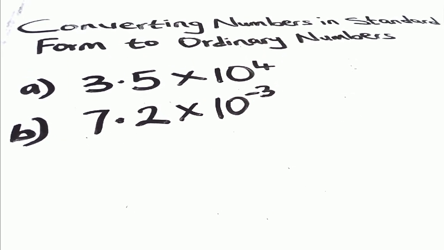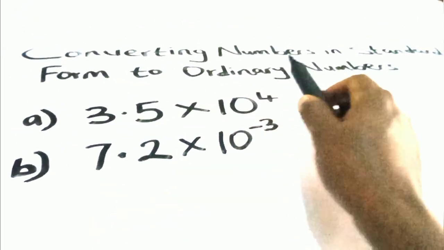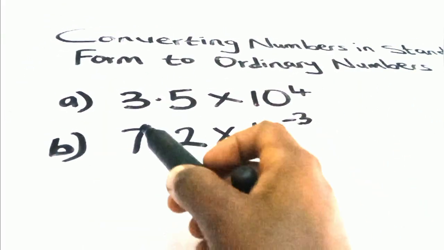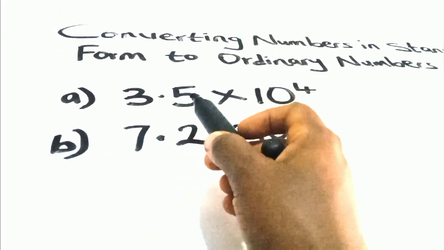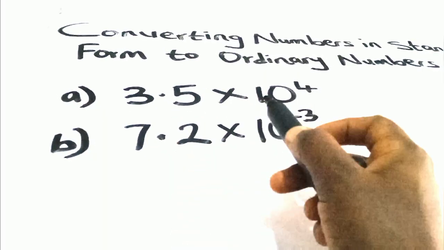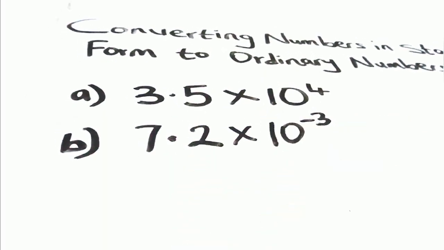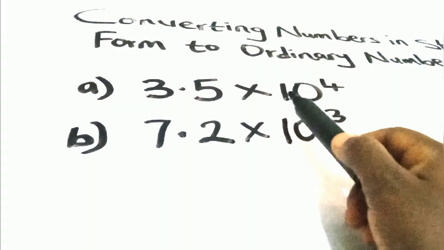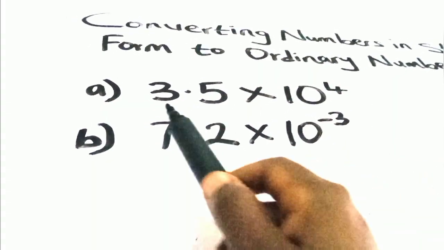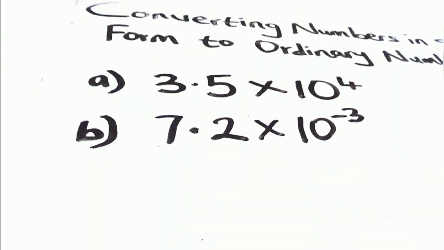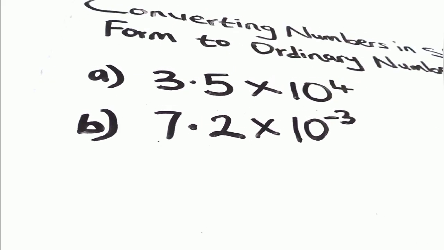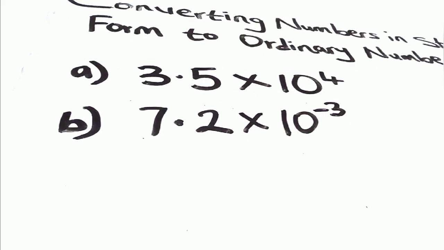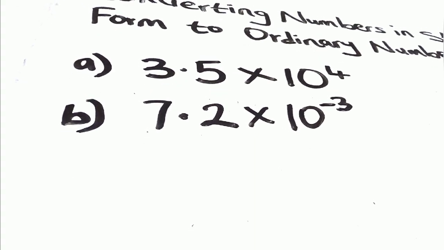In today's lesson, I'm going to be looking at converting numbers in standard form to ordinary numbers. When you look at this number, what form is it? Is it in standard form or is it an ordinary number? Correct. This number is in standard form because it has powers of 10 attached to it. So how do we convert it back to the ordinary form? That means writing it without the powers of 10.